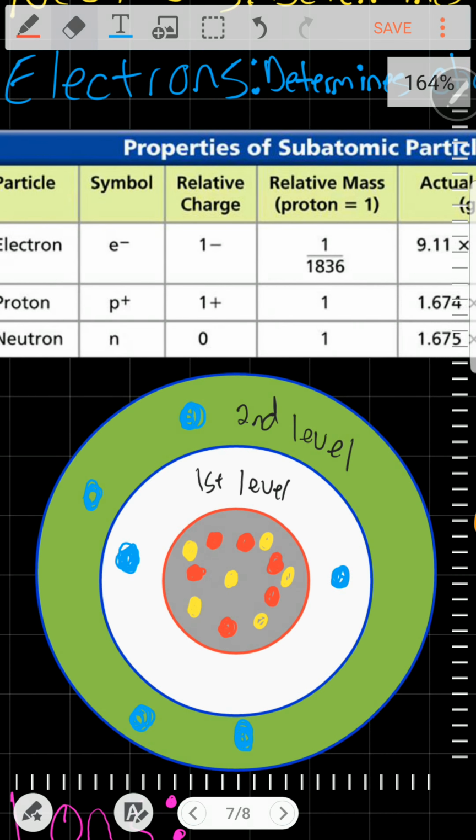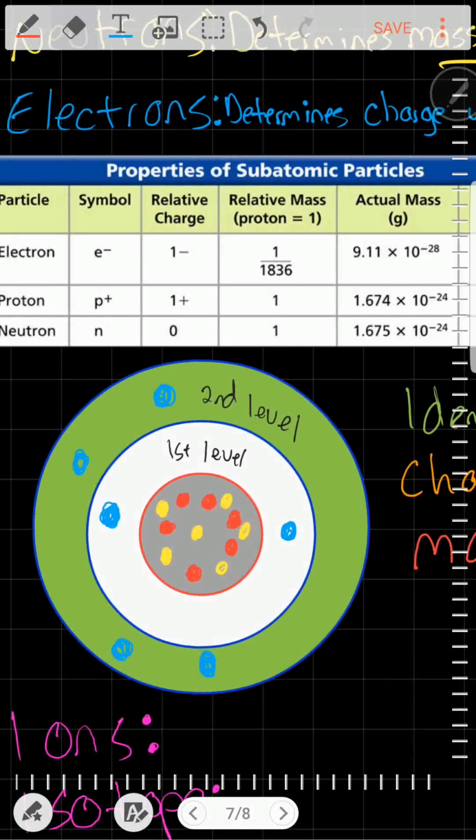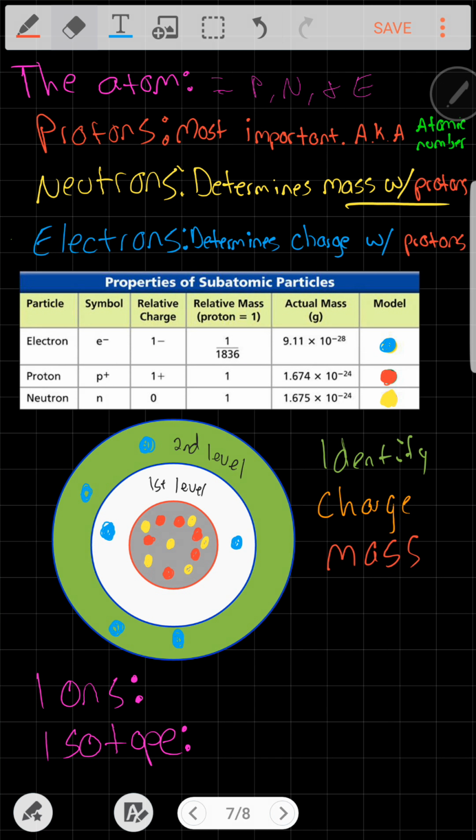And I want us to notice something specific. These protons, neutrons, and electrons have their own specific properties. And what you need to know beyond anything else is that protons are the most important one. Protons help determine identity. They are the only ones that determine identity, okay? The atomic number and the number of protons are the exact same thing. So number of protons equals atomic number. Nothing else does. It doesn't ever matter.